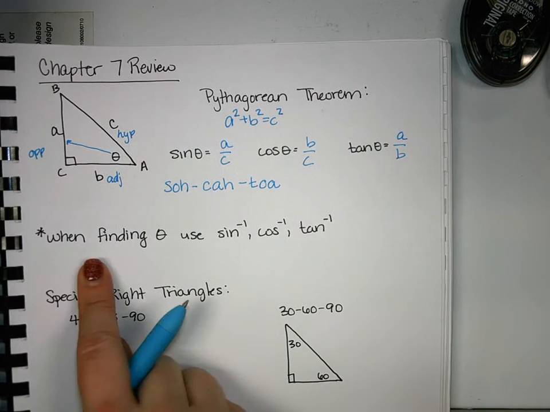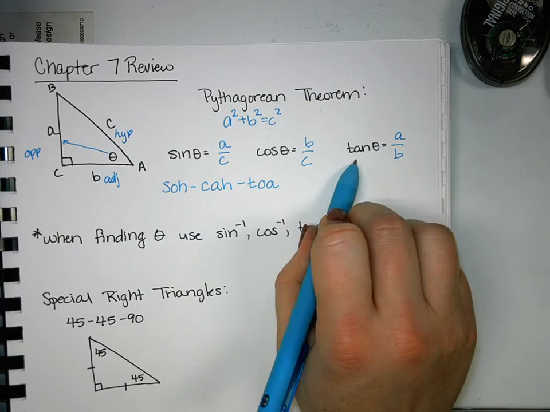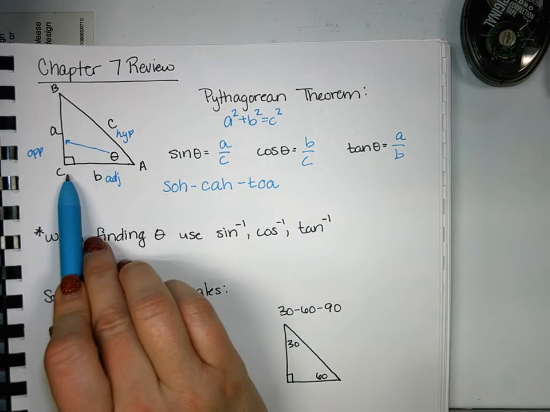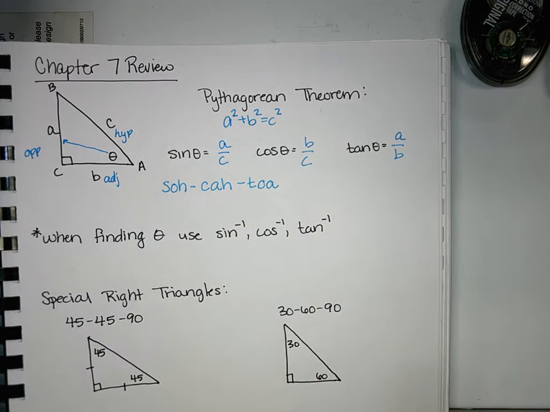Okay, also real quick. Again, sine, cosine, and tangent are only good in right triangles. So what we did right here, again, it has to be a right triangle. If it's not a right triangle, it doesn't work.